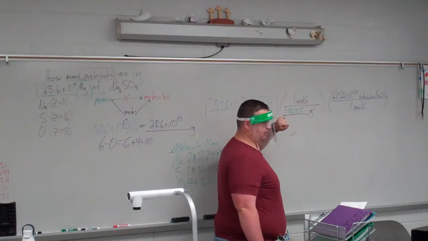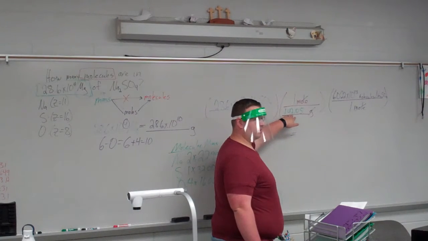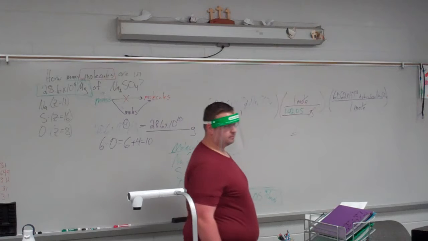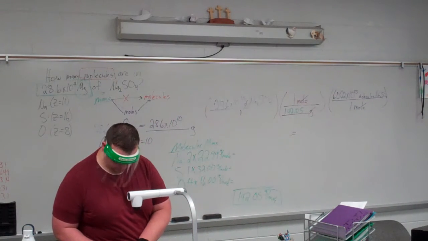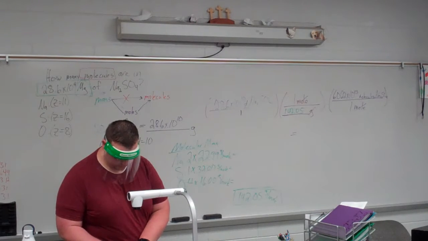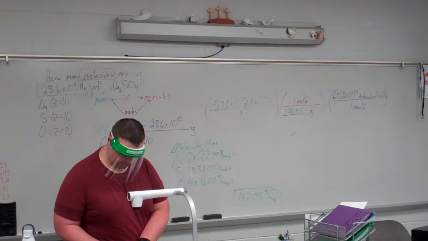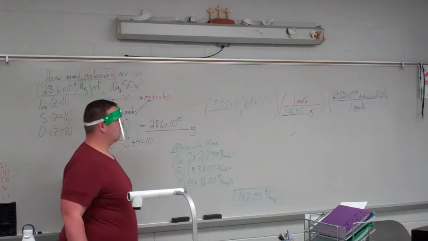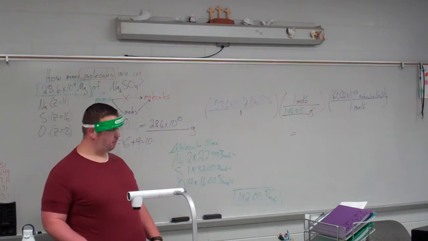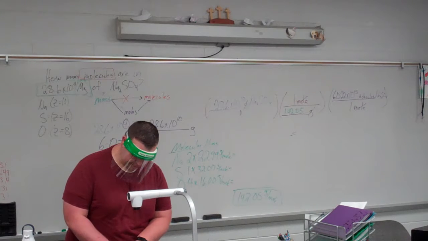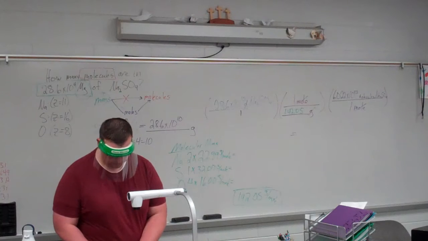Now look at the next number. Where's my number? Numerator or denominator? Denominator. So do we multiply or divide? Divide. Divide by 142.05, in parentheses. Look at my next number. Numerator or denominator? Numerator, so do we multiply or divide? So times 6.022 to the 23rd power.